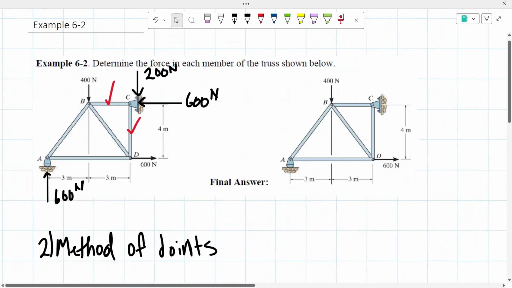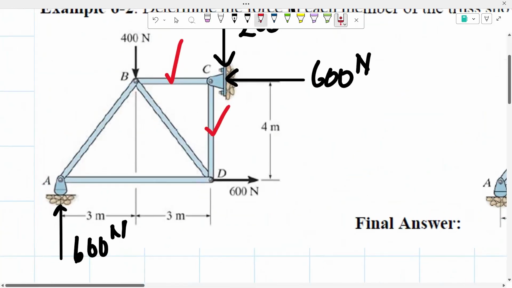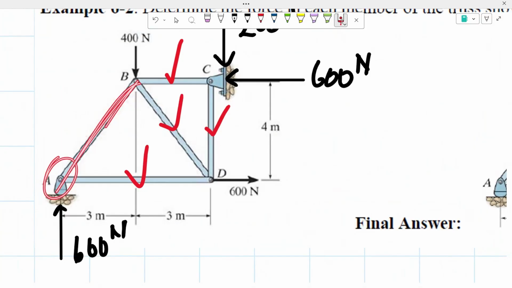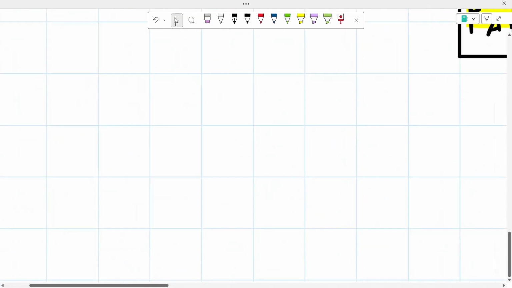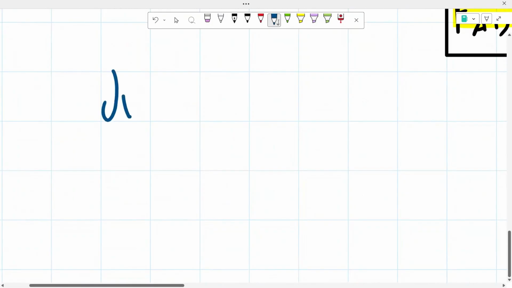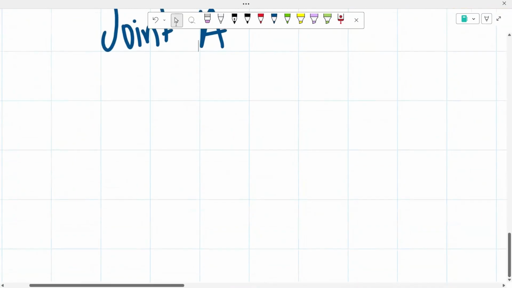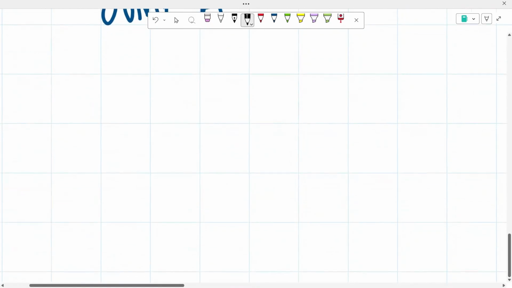So now I'm going to go up here. We determined the value for this one too, the force and the force. So now we just have to determine the value of this bar right here. I'm going to be taking the method of joints from joint A. So now we're going to draw out joint A. So joint A is going to look something like this.